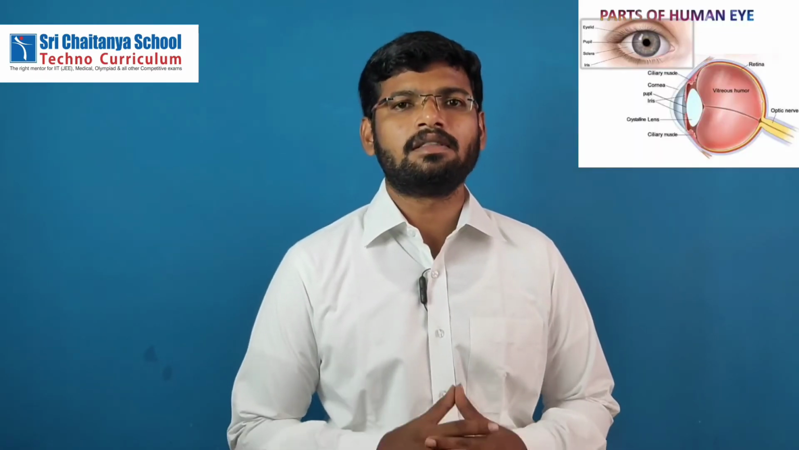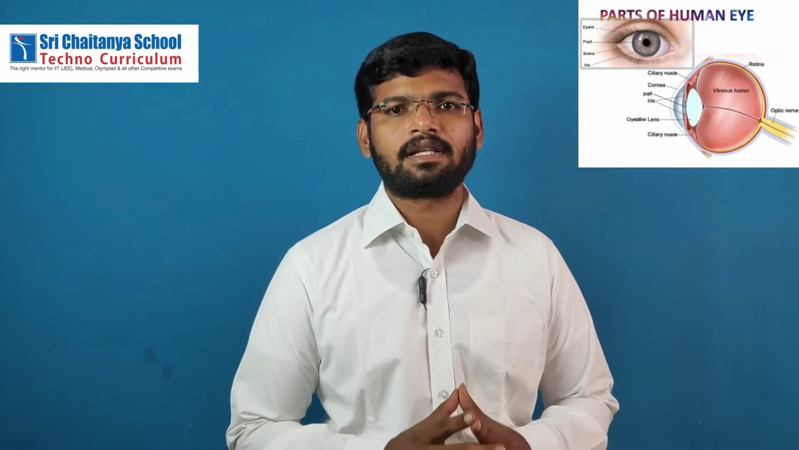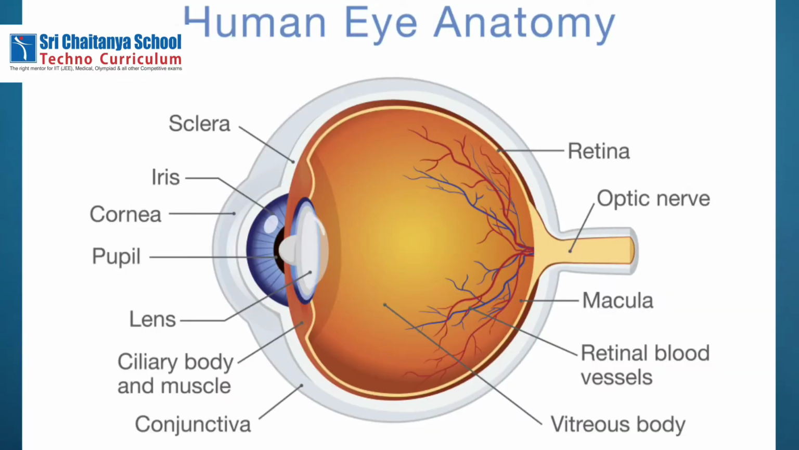Our eye contains three main layers: sclera, choroid, and retina. The outermost, tough, fibrous, non-elastic layer, which is white in color, is called the sclera. This sclera bulges out and forms the cornea. At the end of the sclera, there is an optic nerve that leaves the eyeball.